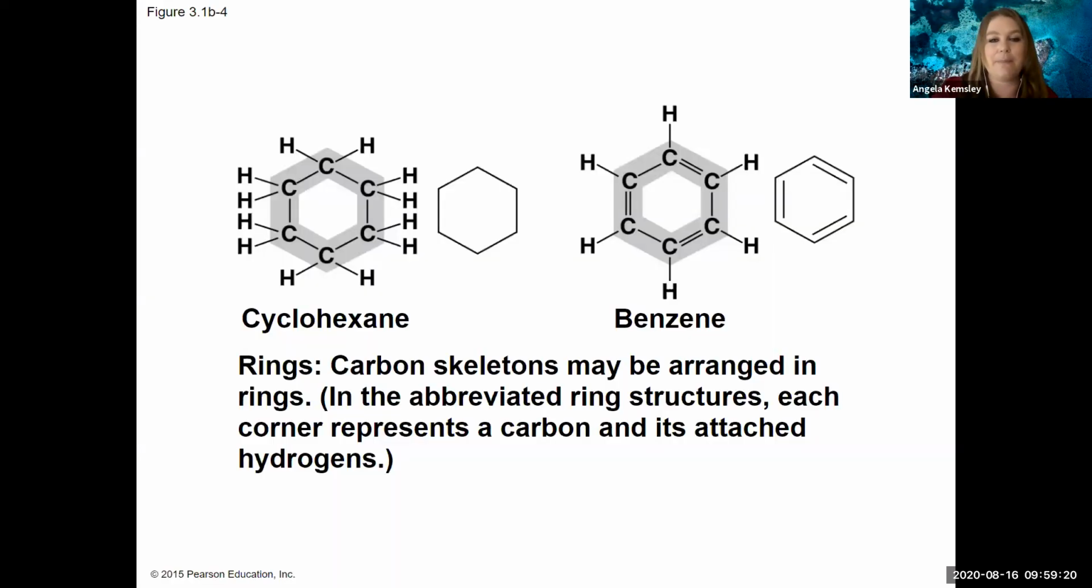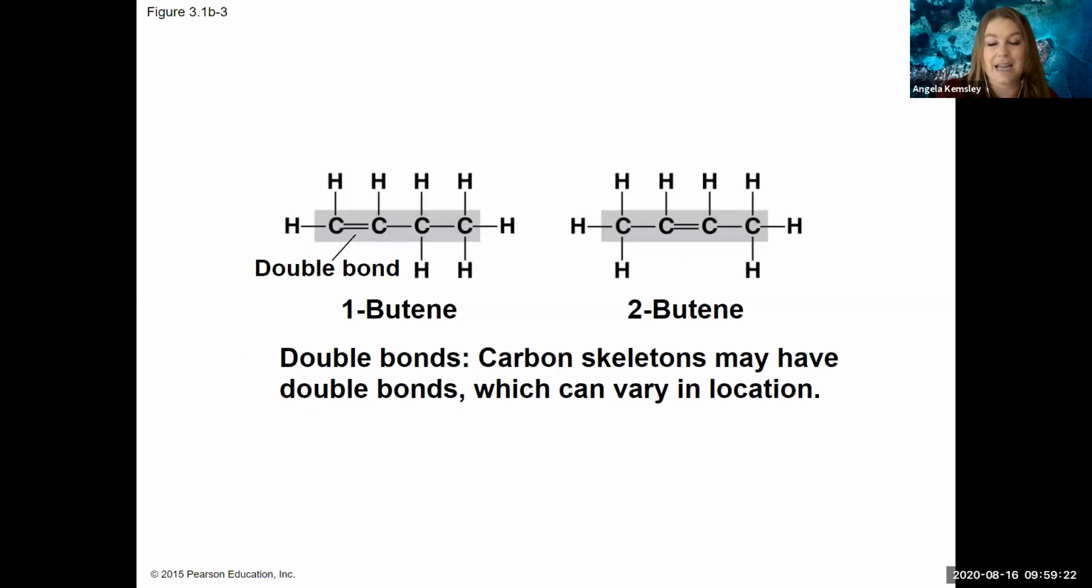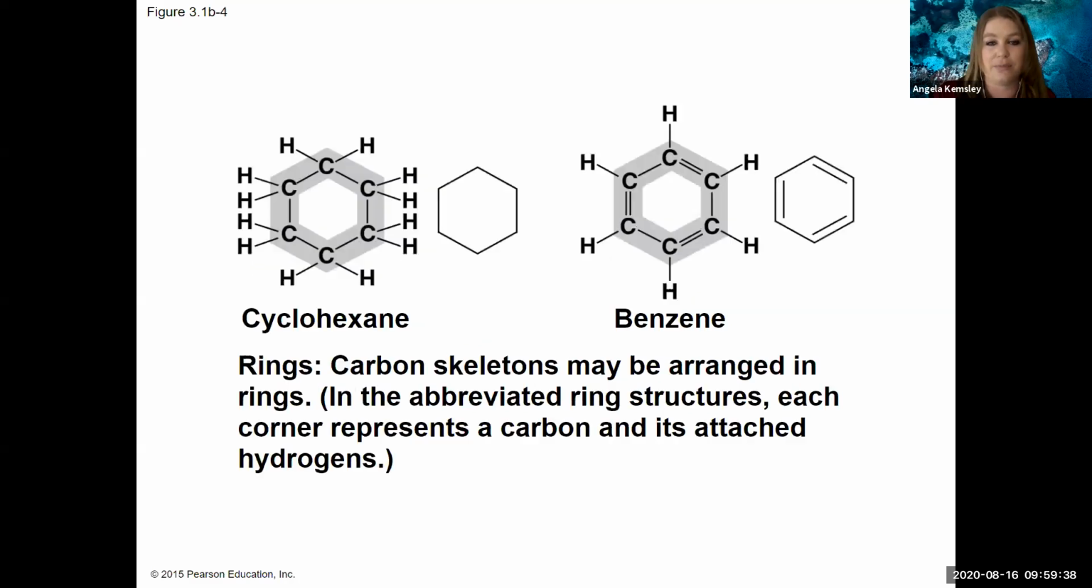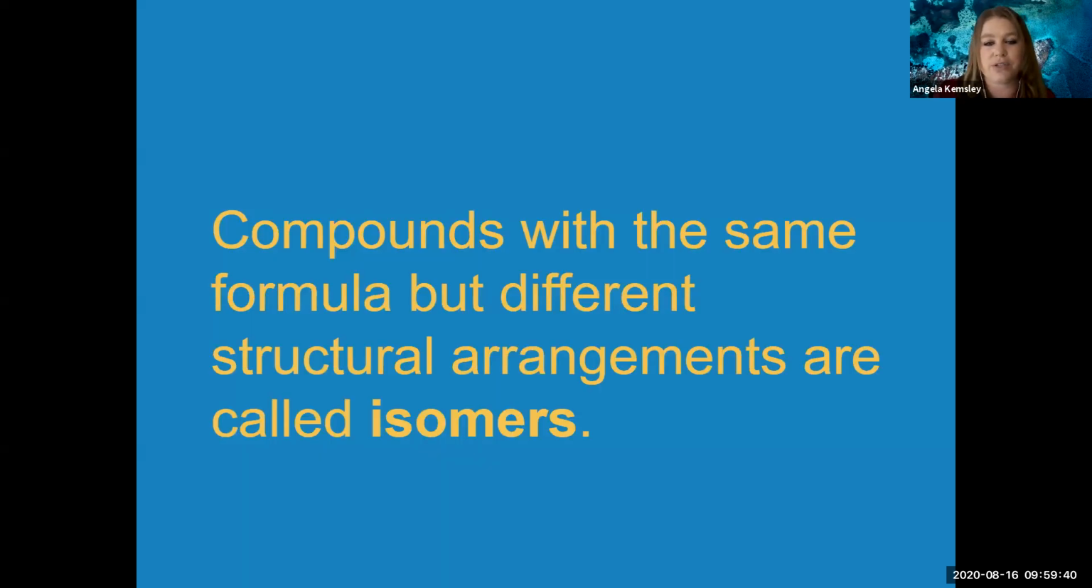All right, now if you think back to this, I mentioned the chemical formula of both 1-butene and 2-butene would be the same, C4H8, right? So if you're just looking at the chemical formula, you might not know that there's a difference. But if you look at the carbon skeletons here, you'll notice the double bond is in a different place. This is what we refer to as an isomer, compounds with the same chemical formula, but different structural arrangements.